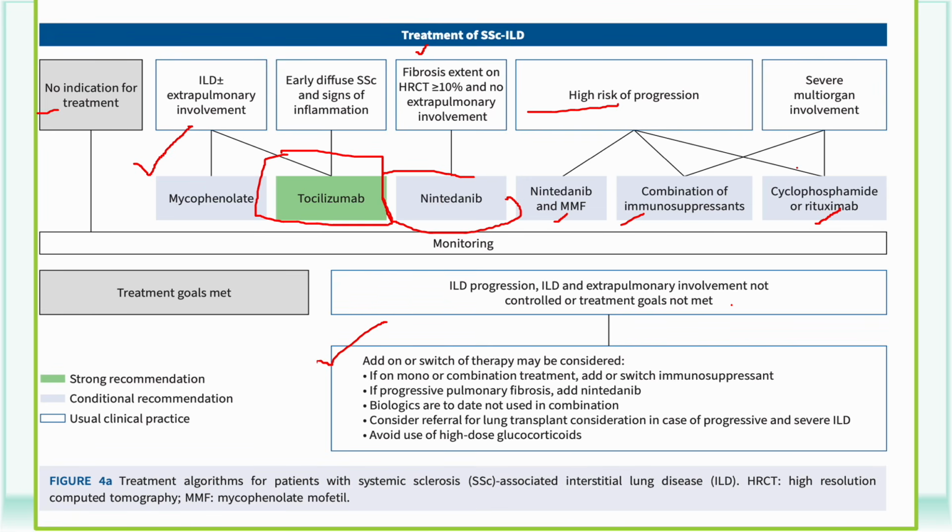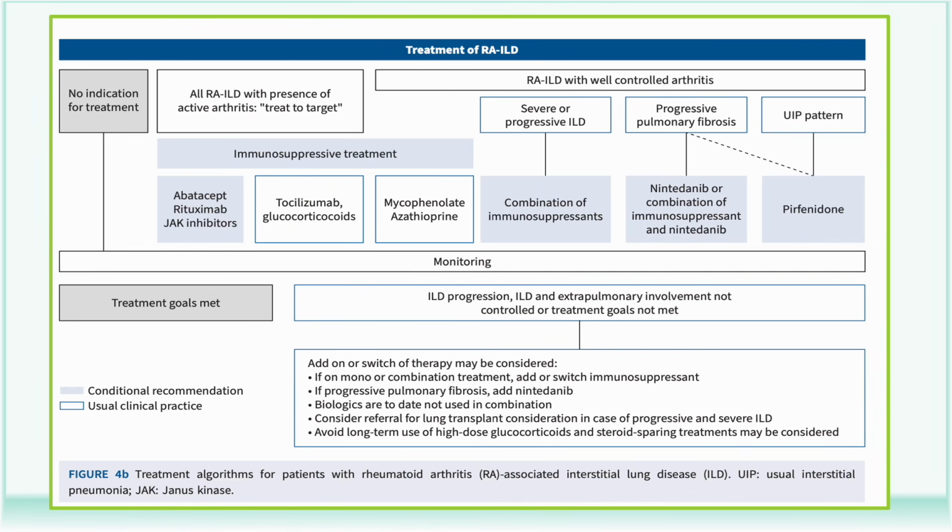If he was on a mono or a combination treatment, you can switch the immunosuppressant. If it's still progressive, you're seeing fibrosis more than 10%, add nintedanib. So far, biologics are not being asked for in combinations, but that may happen in the future. You must look at the lung transplant, whether you need to refer this patient, and remember in systemic sclerosis, avoid high dose glucocorticoids.